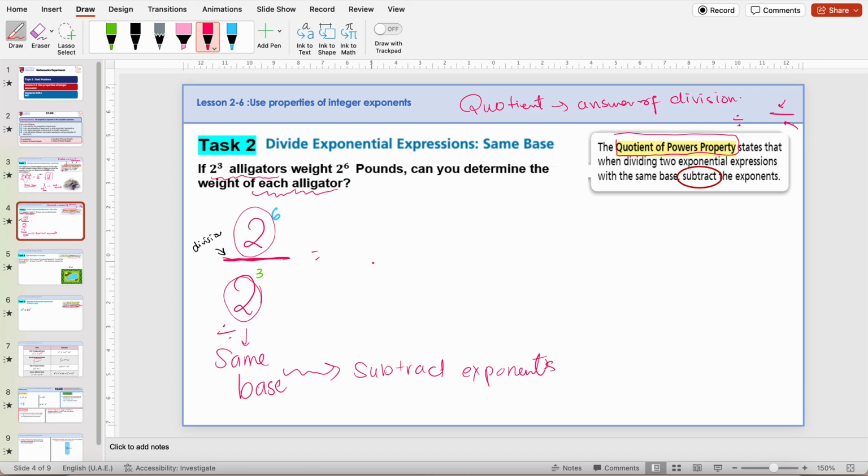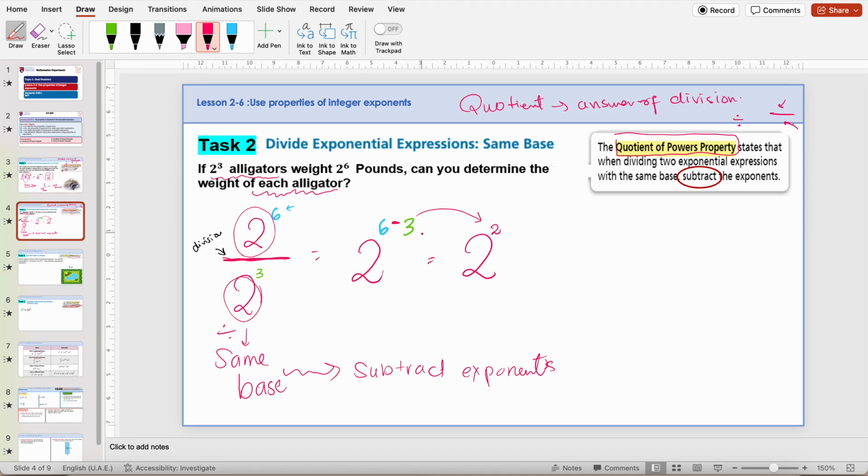So you're going to do the following: write the same base in the answer and start subtracting. The first one, remember that order matters, minus the second one. 6 minus the second one. 6 minus 3, it's 3. So it's going to be 2, the base, to the power of 3, which is the result.